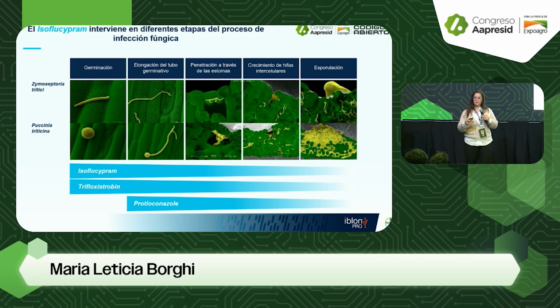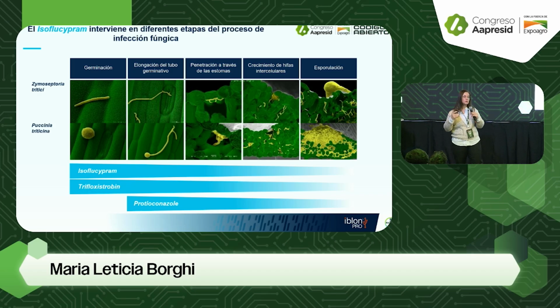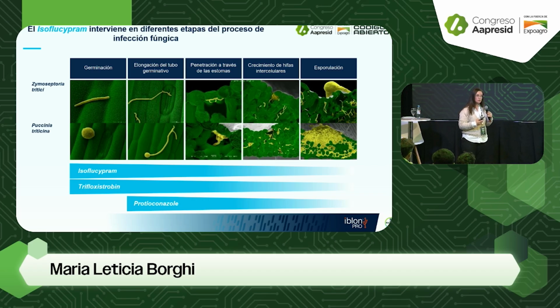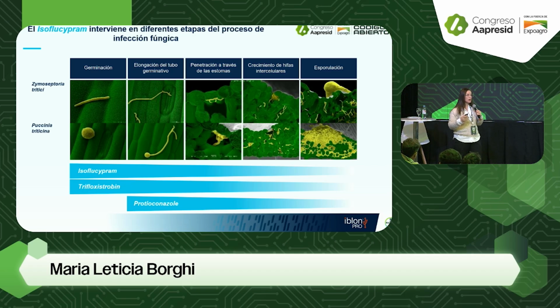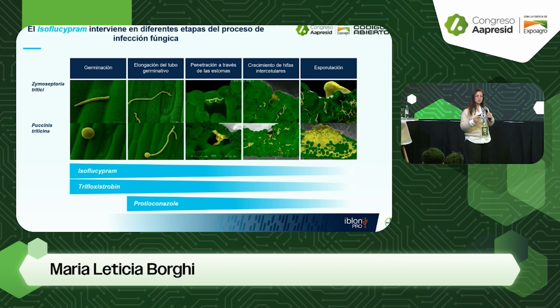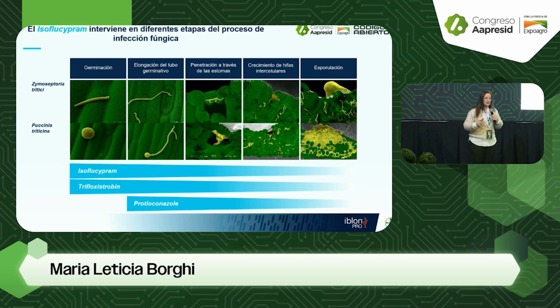How are we going to attack this infection process? Well, by acting upon three axes, the three active ingredients in Iblon Pro. Isoflucipram, which is the new group of carboxamides, together with trifloxystrobin, which is the other active ingredient present in Iblon Pro as part of its composition, will be acting at the beginning of the disease, at the onset of disease. What will this prevent? Well, this will prevent the pathogen from entering the plant tissue.